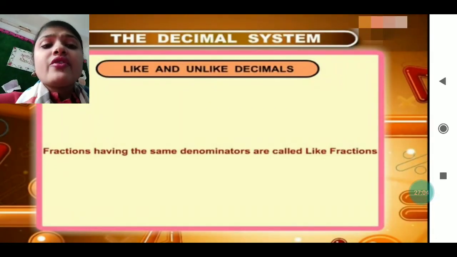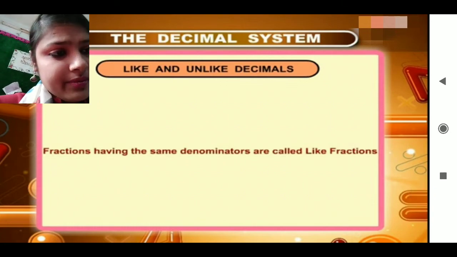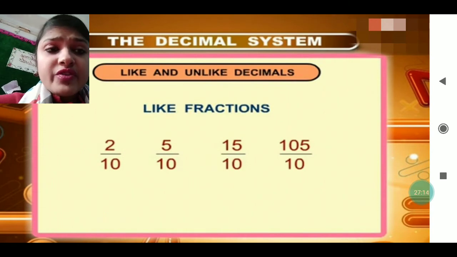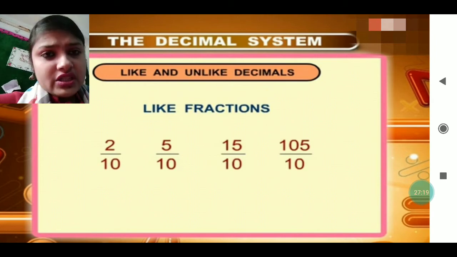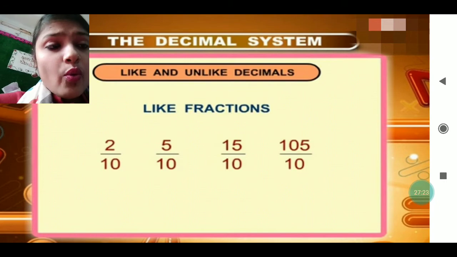Now in the same way, fractions having the same denominator are called like fractions. We have learned this in the fraction chapter. See here, 2 by 10, 5 by 10, 15 by 10 or 105 by 10. All are like fractions. Why? Because the denominators in all are similar. But what if we have to write in decimal?